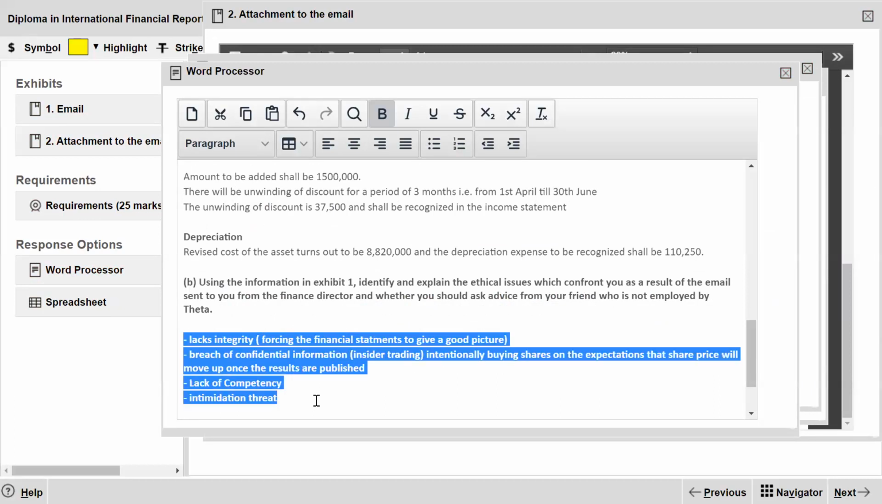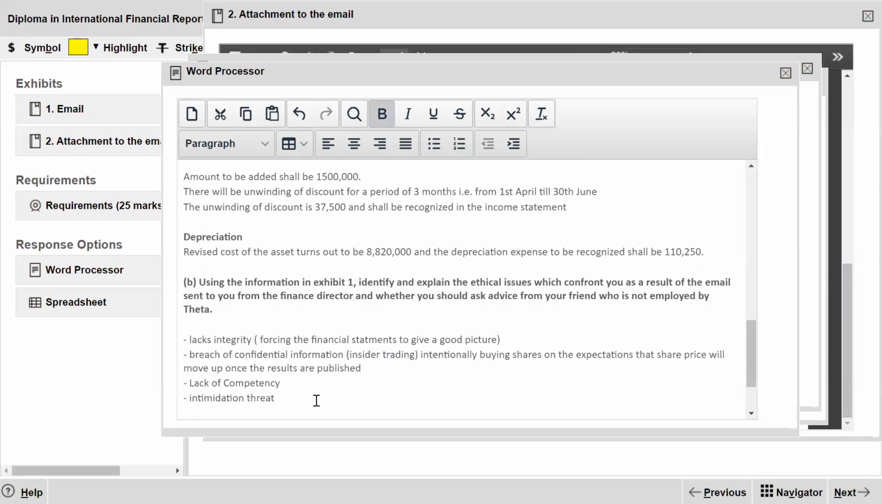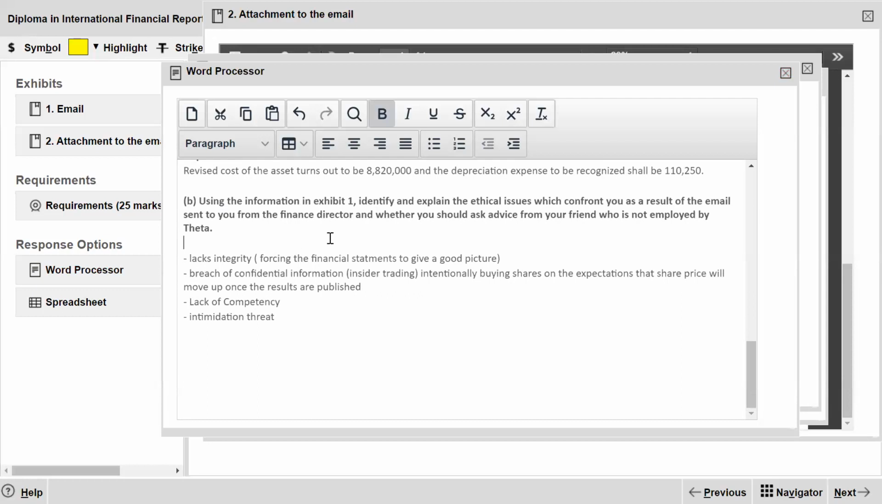Now, let me just try to explain to you people what's happening. The requirement is that using the information in exhibit number 1, identify and explain the ethical issues which confront you as a result of the email sent from the finance director, and whether you should ask for advice from a friend who is not employed by Theta.